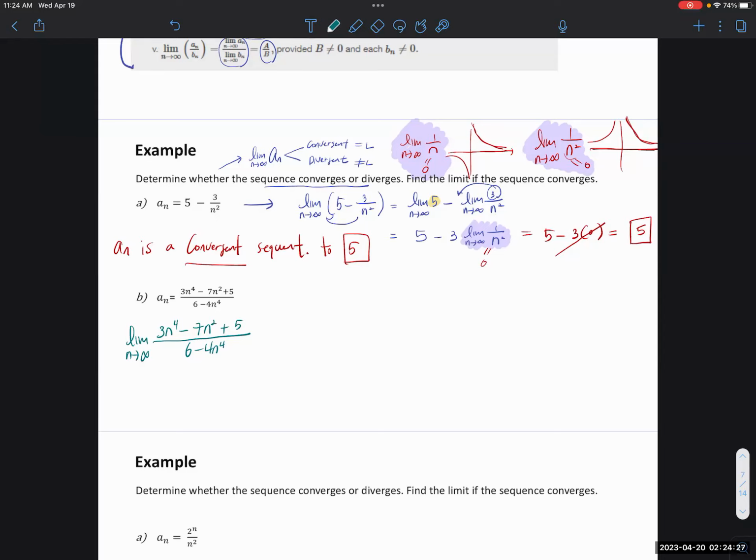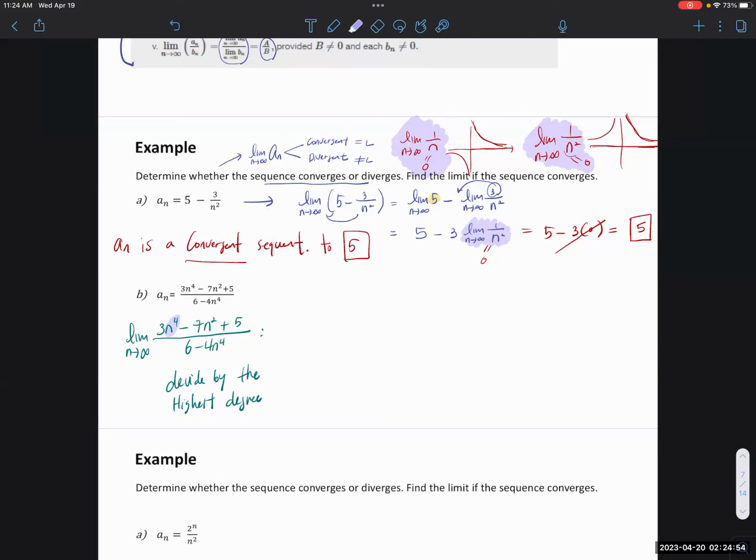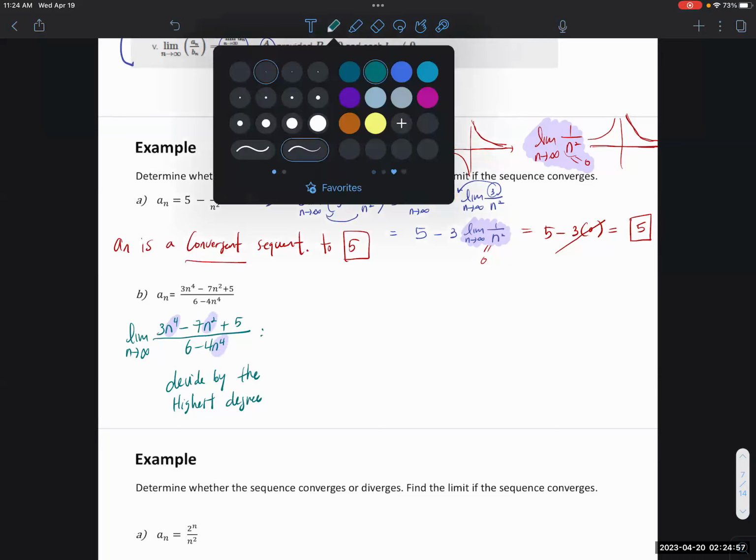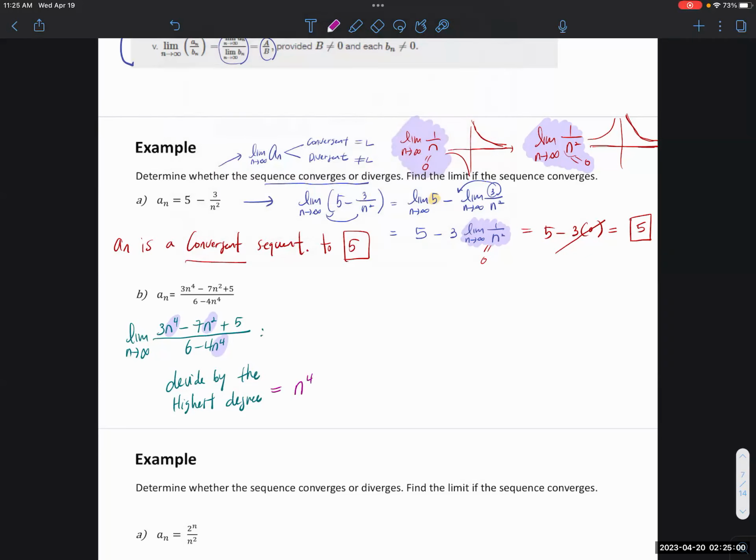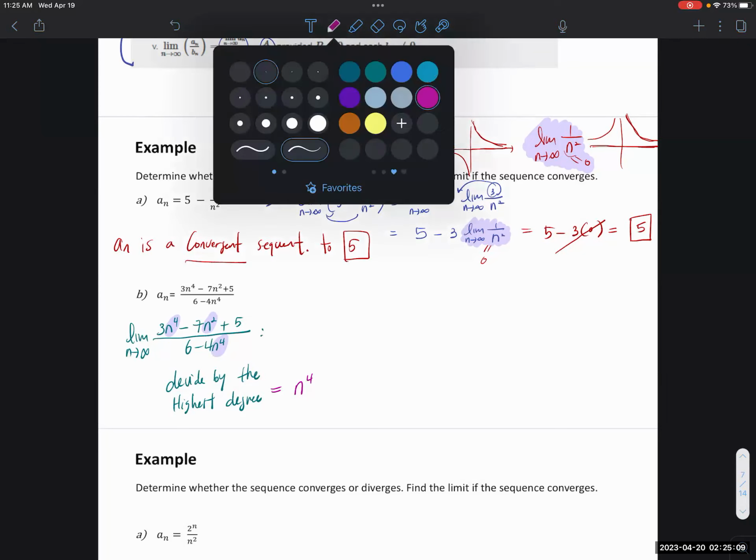So one strategy to take a limit with this complicated fraction, if you remember calculus 1, is to divide by the highest degree everywhere. In this case, we have n to the 4, n to the second, n to the 4. So the highest degree is n to the 4, correct? You're going to divide every component by n to the 4. So watch me, what happened.